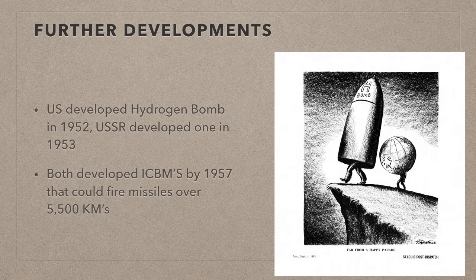The more destructive hydrogen bomb was developed in 1952 by the USA, and it was replicated by the USSR the following year in 1953. By 1957, both countries had developed ICBMs, or intercontinental ballistic missiles, which allowed them to fire these dangerous bombs from over 5,500 kilometers away from their target.